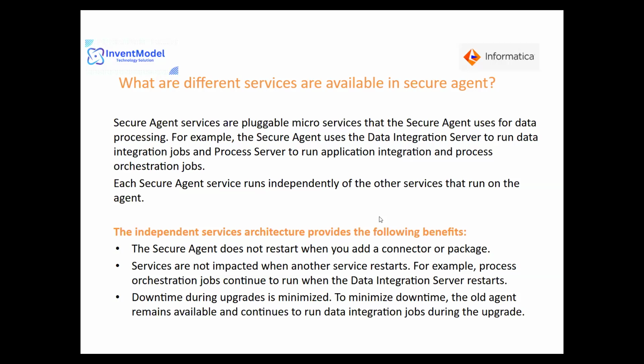So basically the secure agent uses microservices, and it uses them for data processing. For example, the secure agent uses the data integration server to run data integration jobs, and process servers to run application integration and process orchestration jobs. So you use the data integration server to run the data integration jobs, whereas the process server is used in application integration to run those jobs.